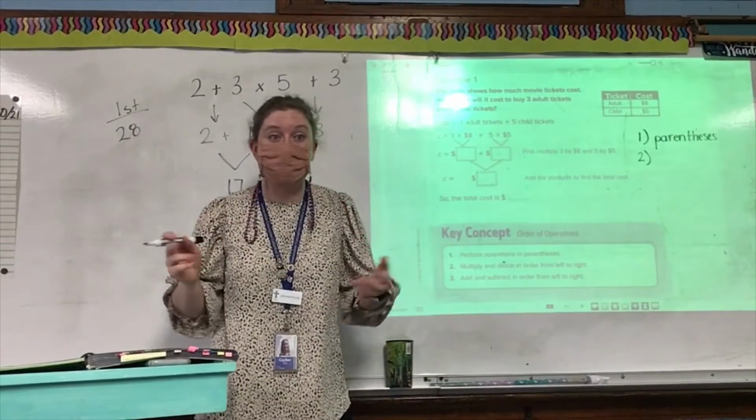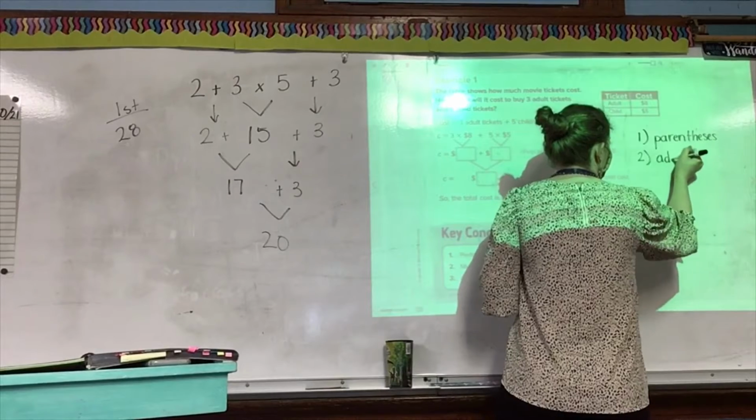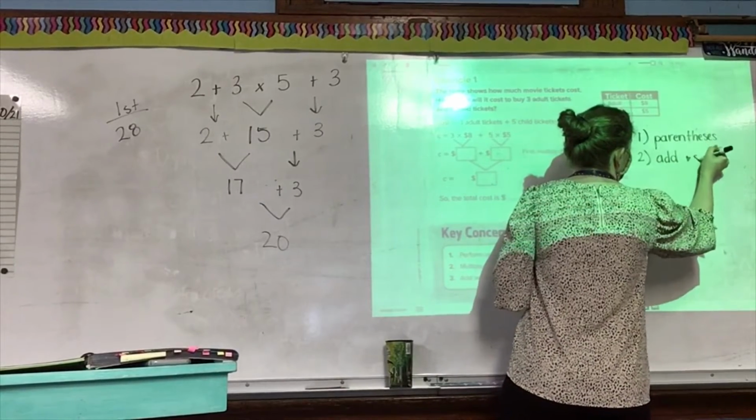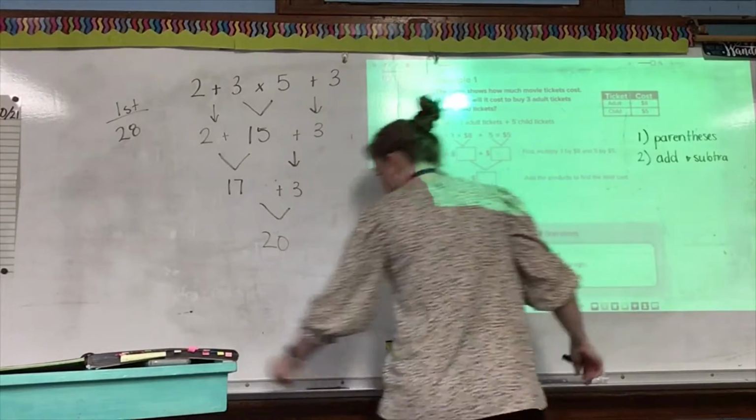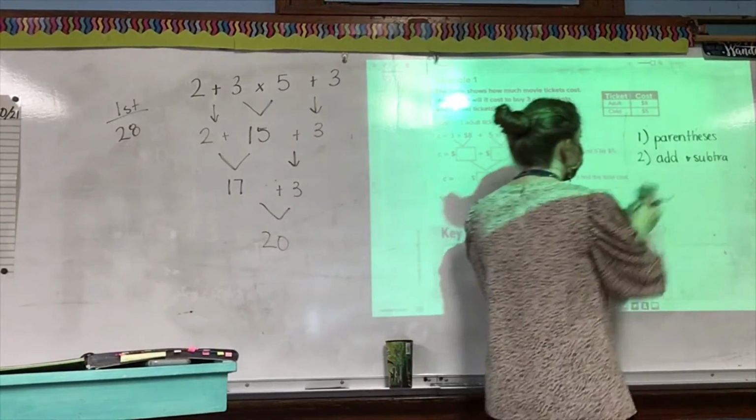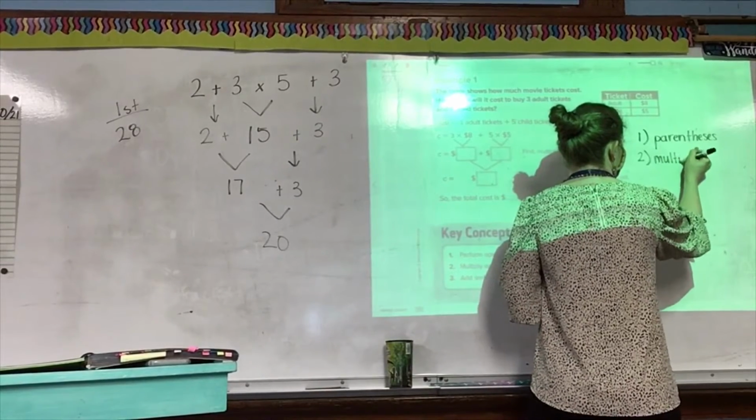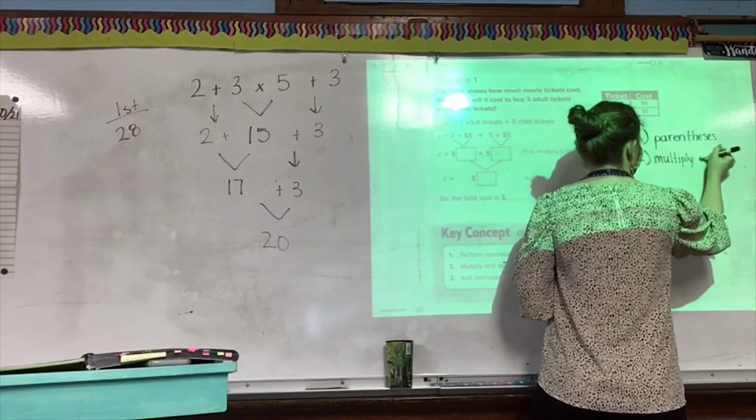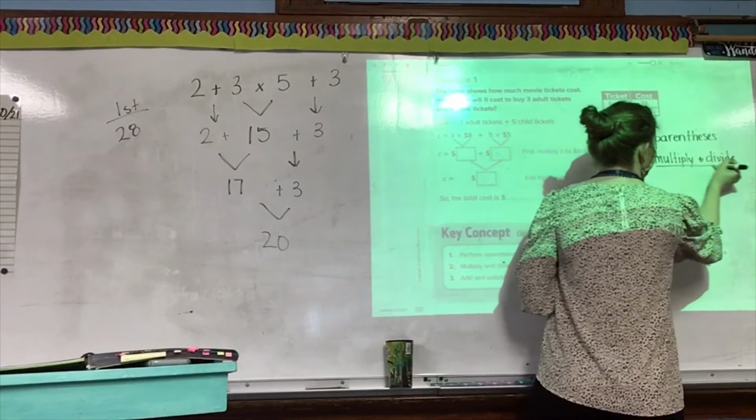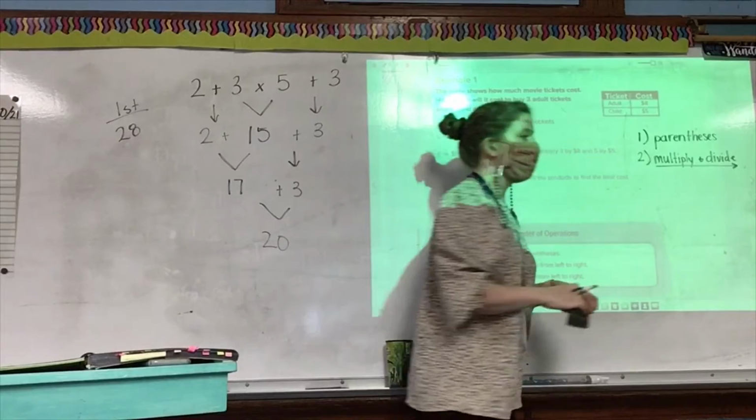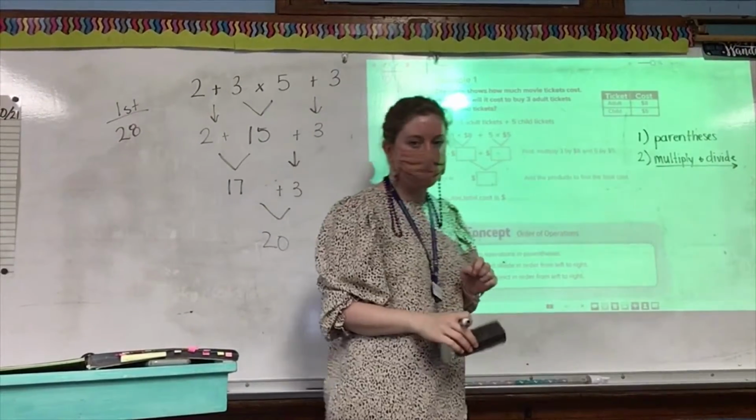Once you do that, or if there are none, you go to step 2. You add and subtract... no, don't add and subtract. You multiply and divide. And then we're going to put an arrow under it to show that you go from left to right.